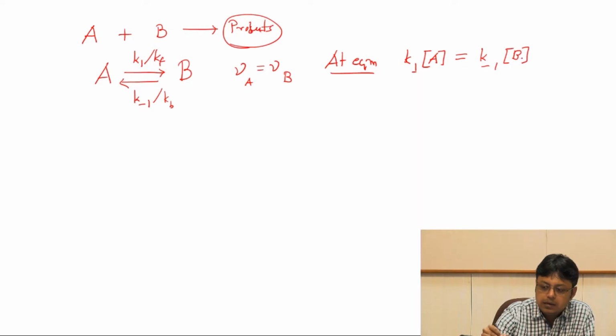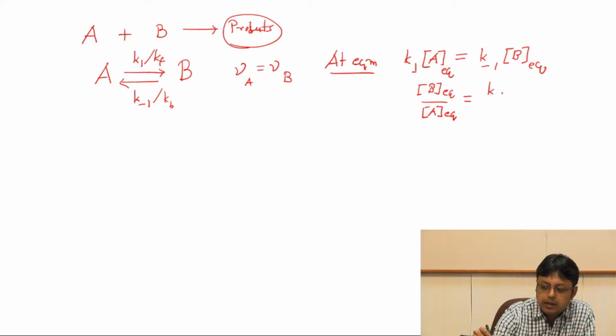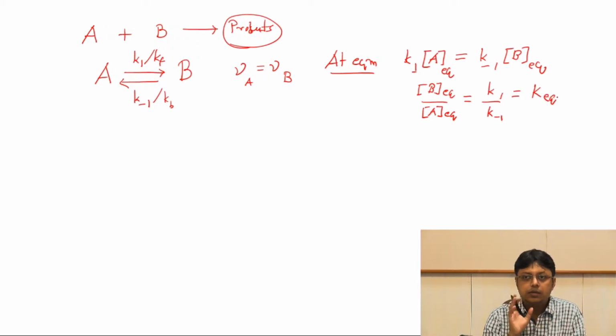Correspondingly, if we write the equilibrium concentrations, we find that the ratio B equilibrium divided by A equilibrium is nothing but K1 by K minus 1. It's a ratio of the rate constants, which is also a constant, which we term the equilibrium constant. Now this equilibrium constant is not exactly the thermodynamic equilibrium constant, in the sense that we just took the ratios of the concentrations.